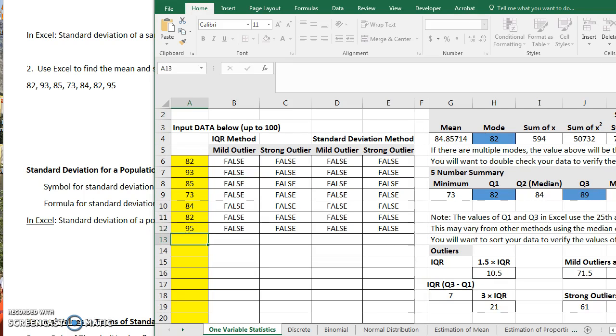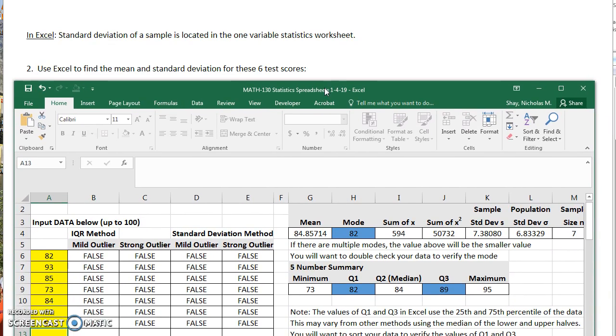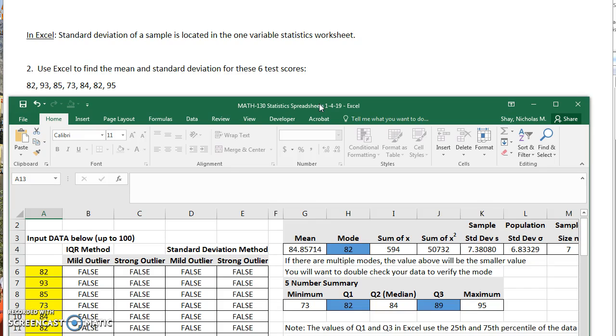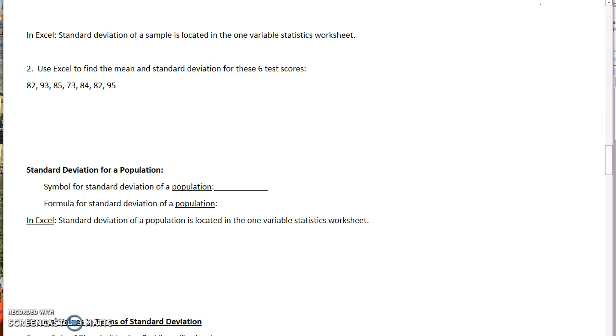And then to find the standard deviation of this data set, it says find the mean and standard deviation for a sample, right? So we're going to make sure we select sample. And so the standard deviation would be 7.38. So, sorry, let me move my pad over here. So S would be 7.38. Oh, it asks for the mean as well.